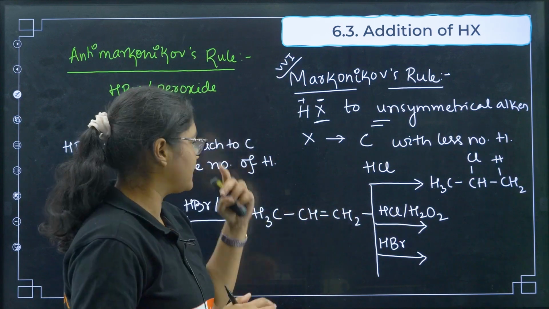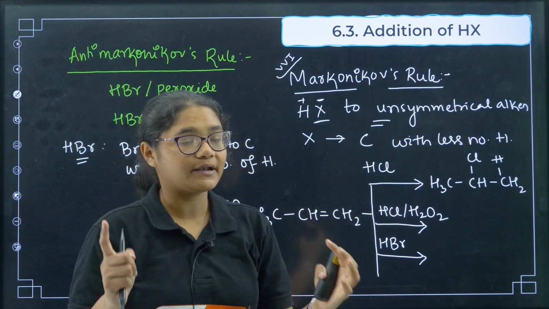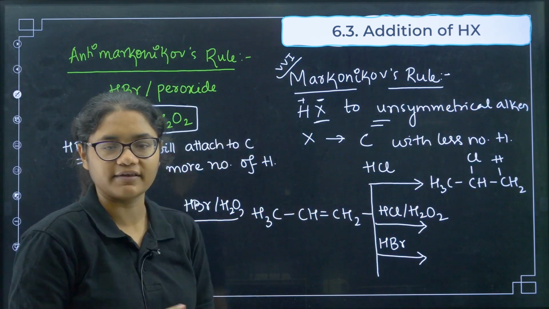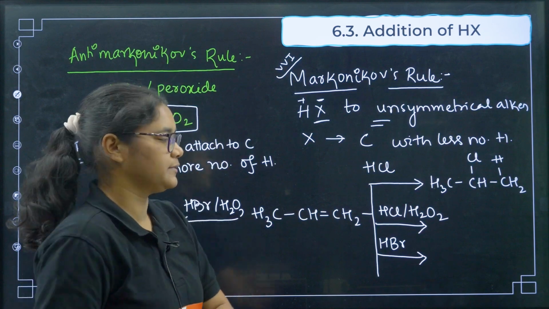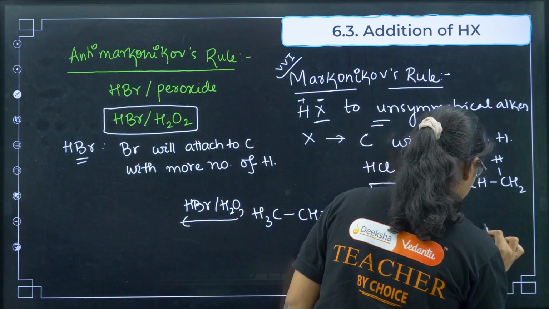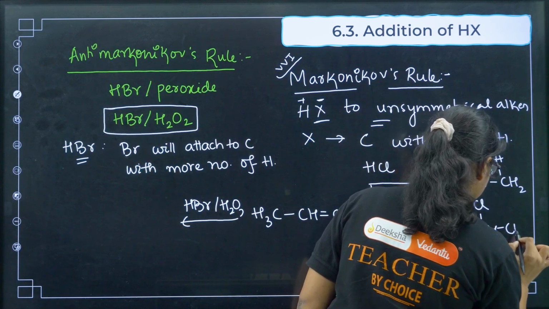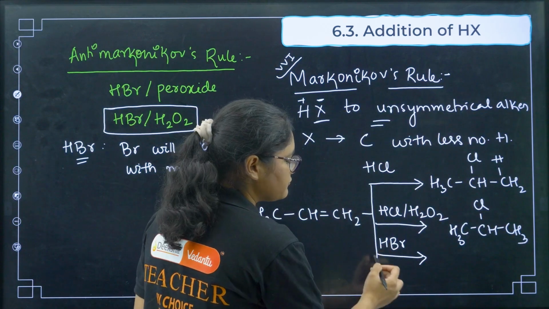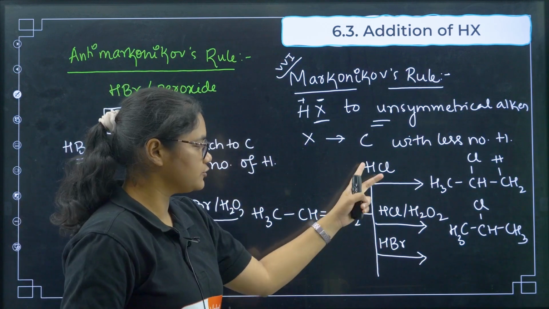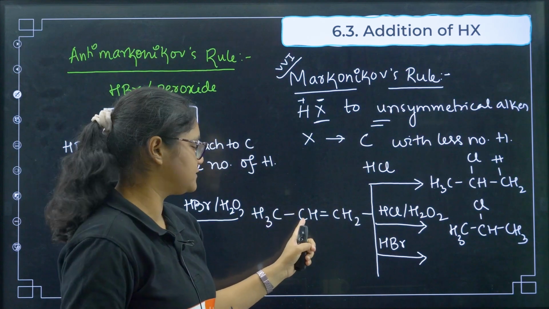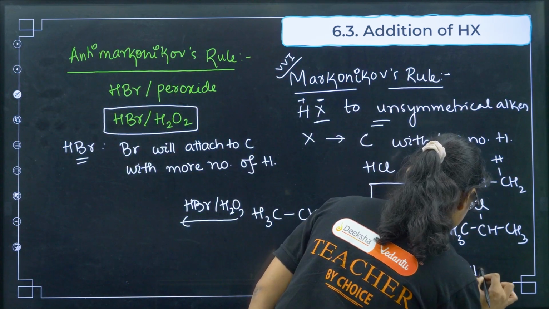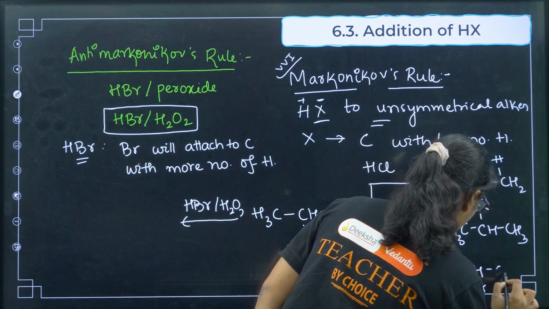Next, HCl in presence of H2O2. Now many of you might think that it will follow anti-Markovnikov's rule, but I told you that this anti-Markovnikov's rule is only applicable to this particular reagent. No other halogen will behave in this way. So this one will also give you the same product. So I will get CH3, CHCl, CH3. Next if you use HBr, HBr will also follow Markovnikov's rule. So bromine will attach here. So I will get CH3, CHBr and CH3.